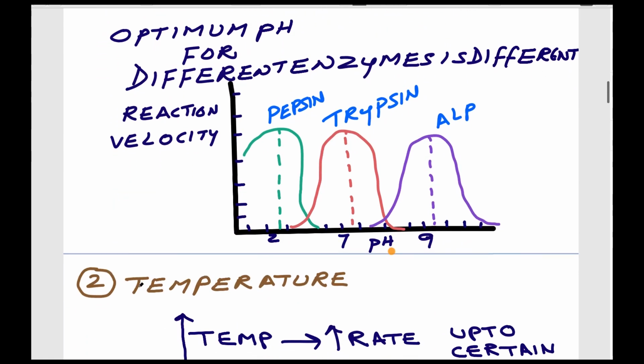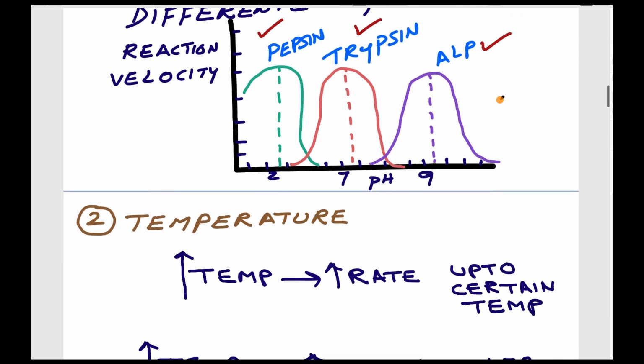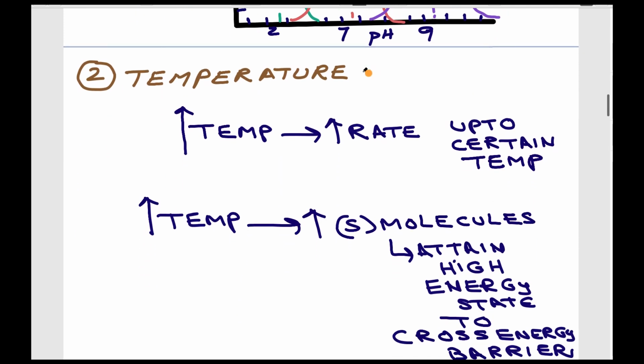Okay, you can see in this diagram, pepsin will have a different optimum pH, trypsin will have a different one, and alkaline phosphatase will have a different optimum pH. The second factor is temperature. If there is increased temperature, the rate of reaction will increase. That will apply up to a certain temperature.